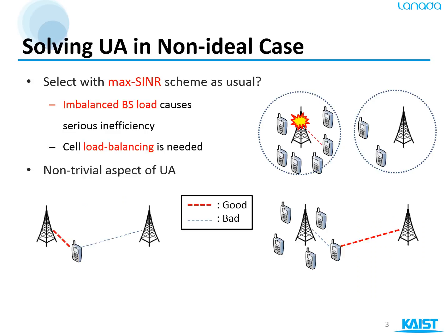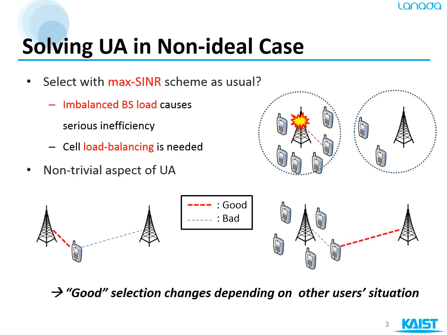There are also some other non-trivial aspects of the user association problem, which is that the good selection changes depending on the other guy's situation. Here in this figure, it is typically better to select the base station which is closest to me. But in the right figure, when there are many users near the left side base station, it may be better to select the right side base station.